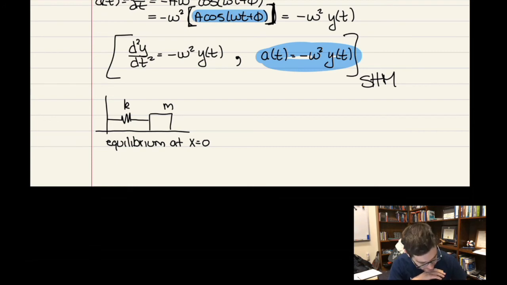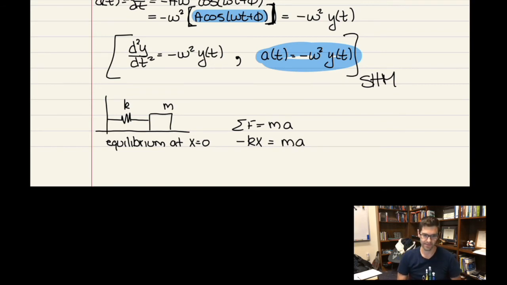A free body diagram of the mass would show that the sum of the forces on the box, which must equal the mass of the box times the acceleration of the box, is just minus kx, how much it's stretched or compressed, and that equals the mass times the acceleration. Or I could rearrange this to say that the acceleration is minus k over m times the position x.